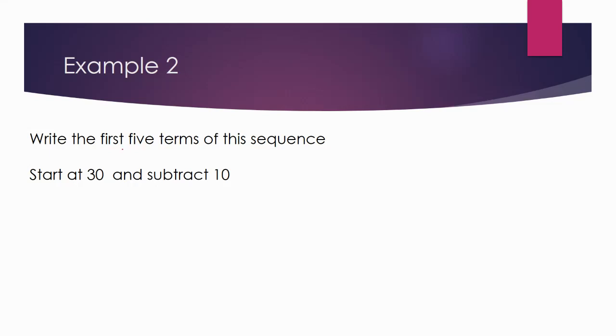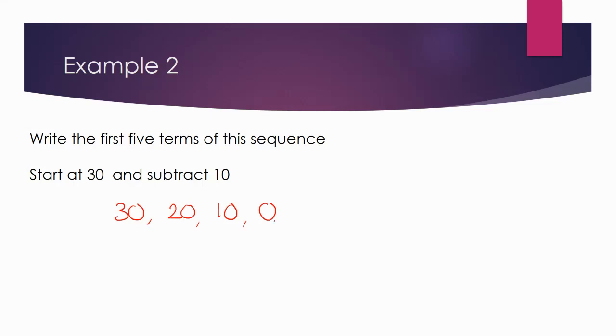So here's another one then. Again, we've got to write down the first 5 terms of the sequence. This time we're going to start on 30. So we'll write 30. Then we're going to subtract 10, so we're going to take away 10. 30 take away 10 is 20. Take away another 10 is 10. And another 10 is 0.